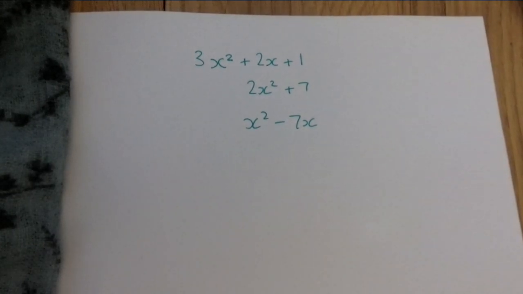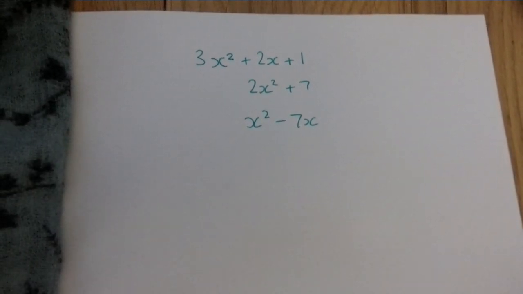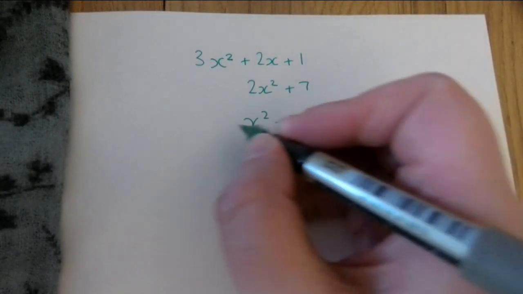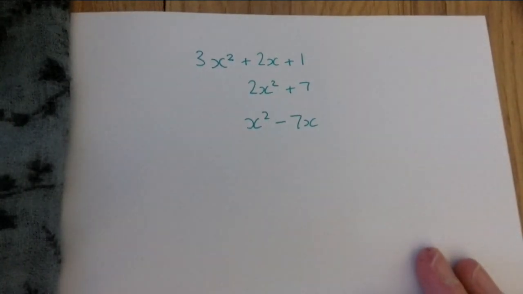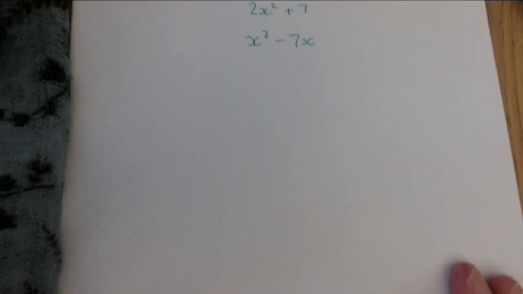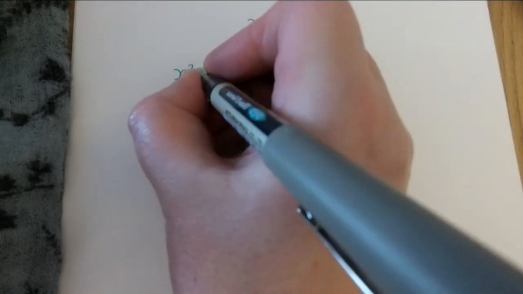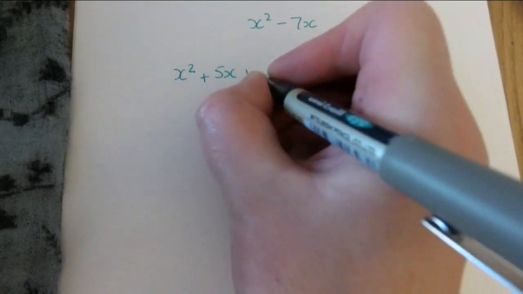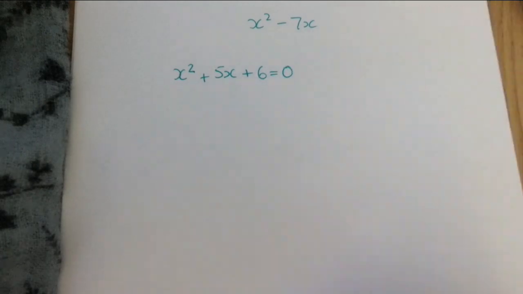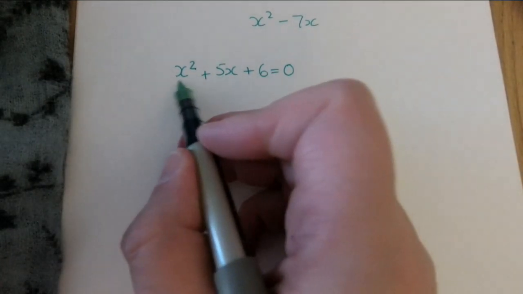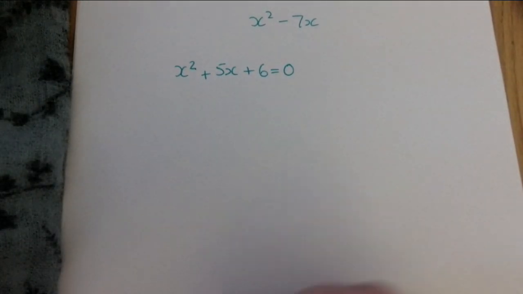We are looking at how to factorise and solve easier ones, and the easier ones we're going to look at are just going to have an x squared rather than a number in front of the x squared. So let's get started with x squared plus 5x plus 6 equals 0. Simple quadratics, just one x squared.